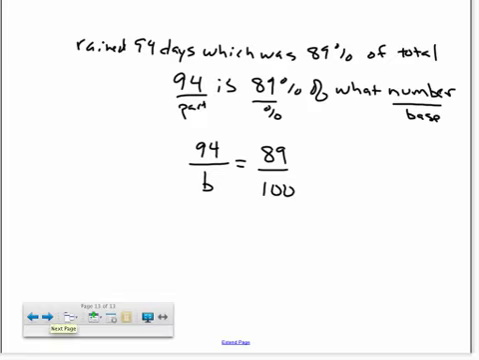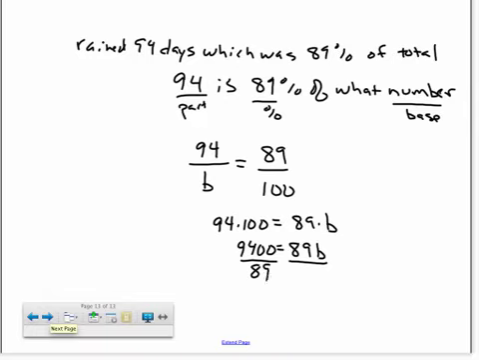This one is probably going to want a calculator when we get done. 94 times 100 equals 89 times B. So 9400 equals 89B, divide both sides by 89. And if I punch that into my calculator, it's going to be about 105.6 days. So you could probably say they were probably there 106 days total.